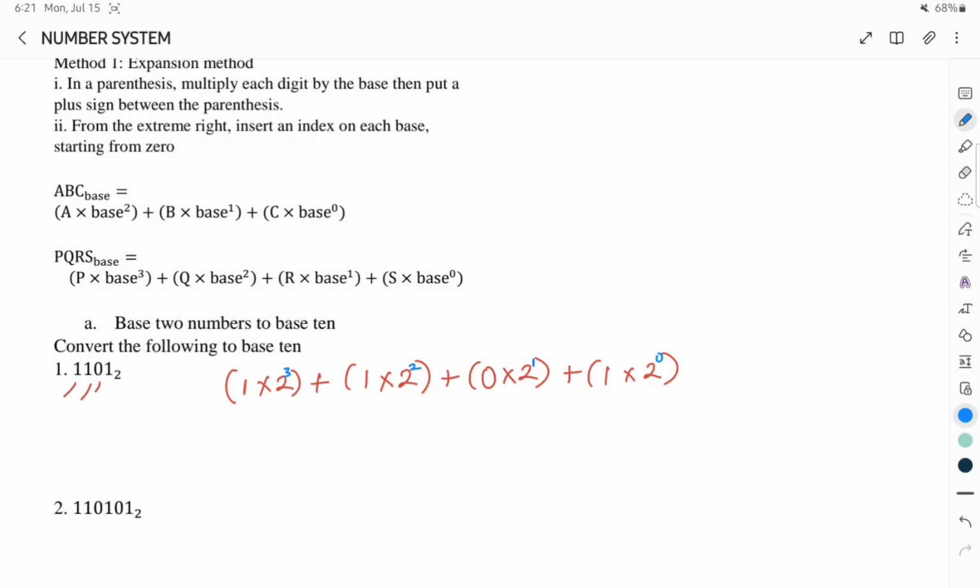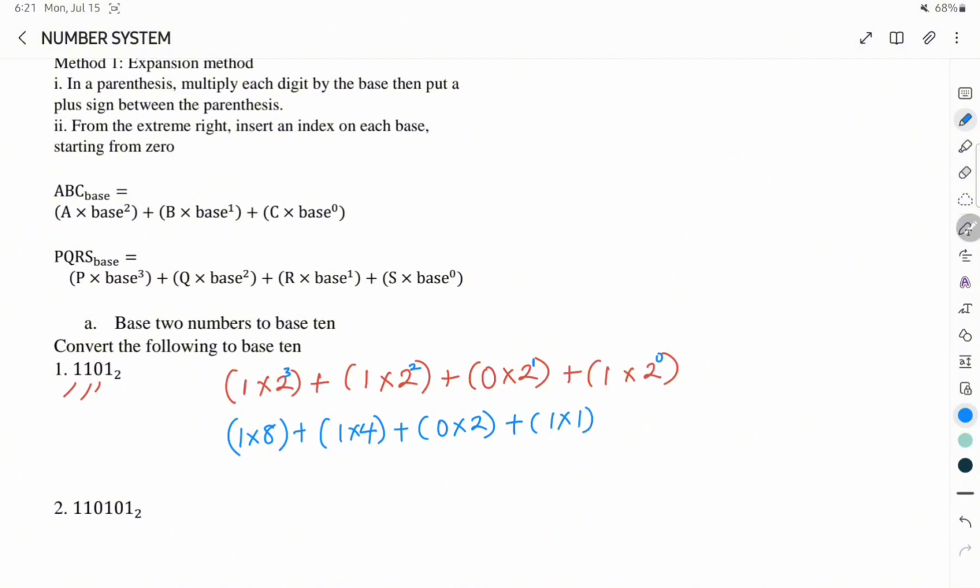1 times 2 to the power of 3 is 1 times 8, plus 1 times 2 raised to power 2 is 1 times 4, plus 0 times 2 raised to power 1 is 0 times 2, plus 1 times 2 raised to power 0 is 1.